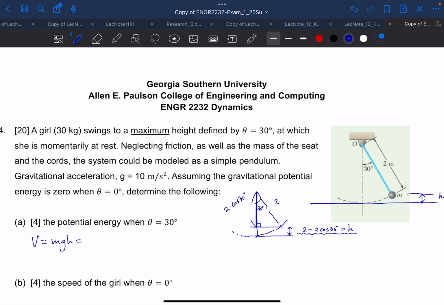Many of you did pretty well on this. The ones who made mistakes found this part with the wrong value. That was some of the mistakes that I remember. So we can plug in all the numbers now. M was 30 kilograms, so 30, g is 10, and h is 2 minus 2 cosine 30 degrees. If my math was correct, it should give us something like this.